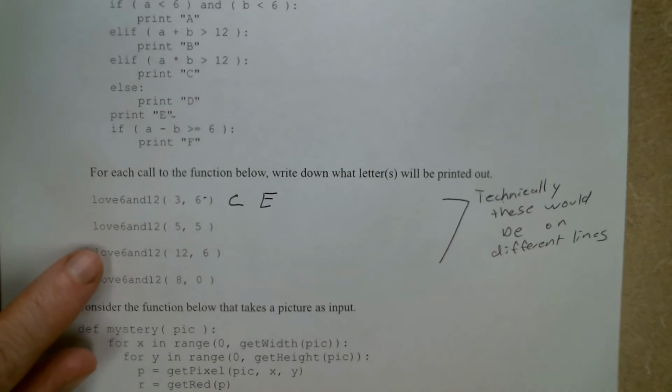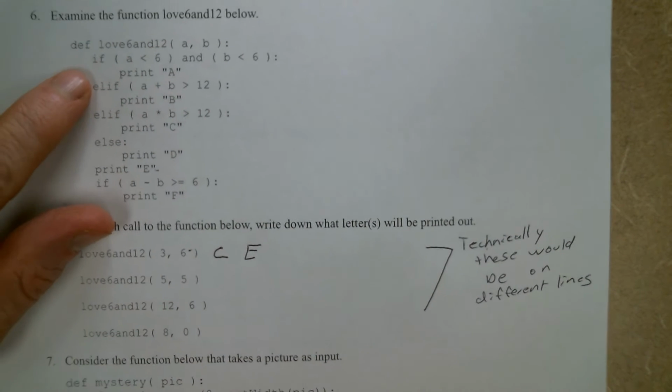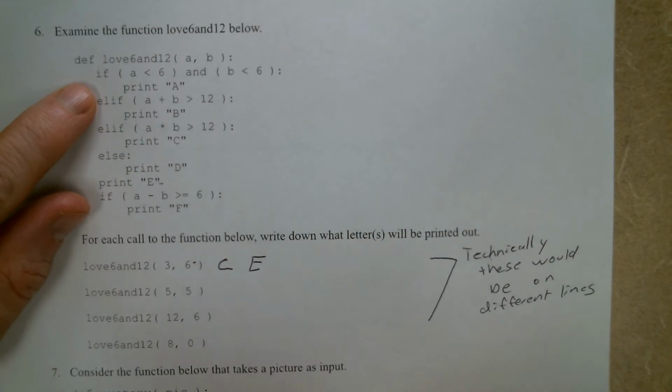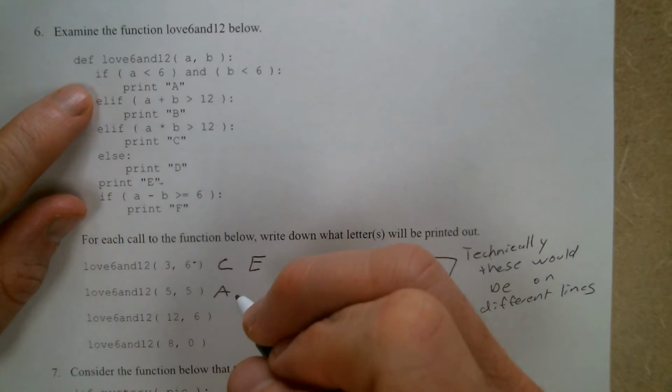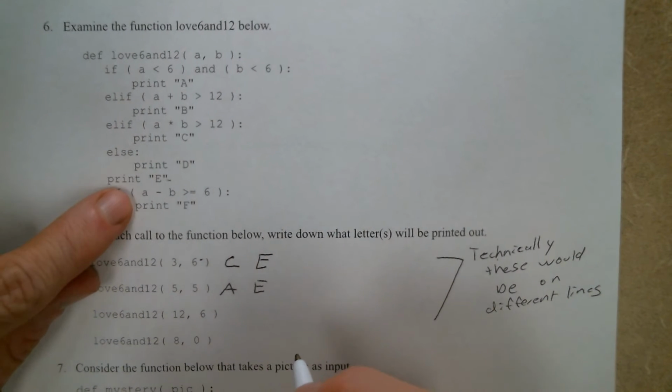Okay. Next, we're doing the same thing, but we're using 5 and 5. So in this case, 5 and 5 are both less than 6, so we're going to print out the A. The rest of these are going to get skipped. We always print out the E. 5 minus 5 is not greater than or equal to 6, so we're done.